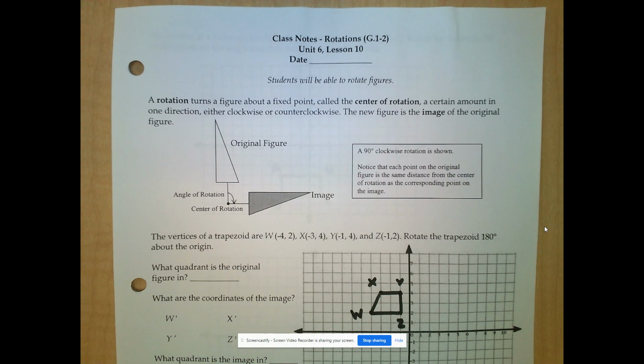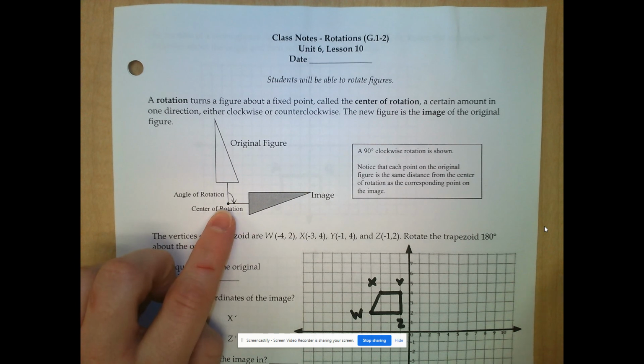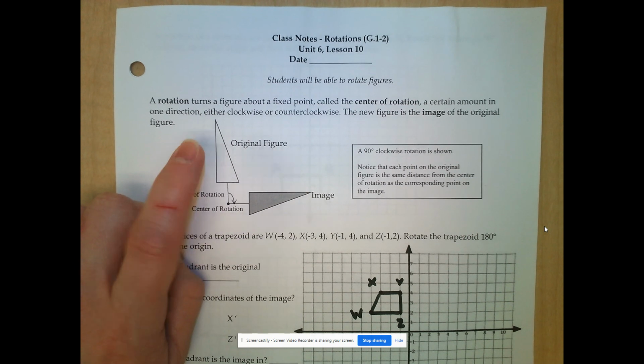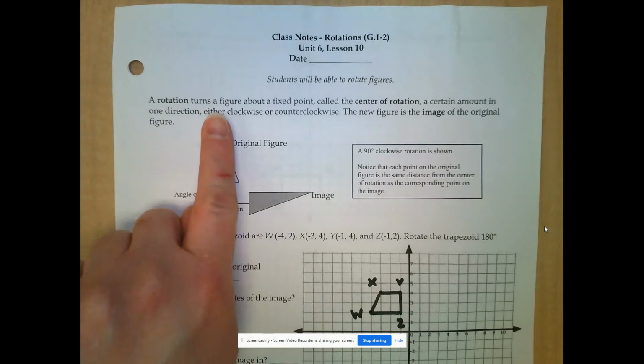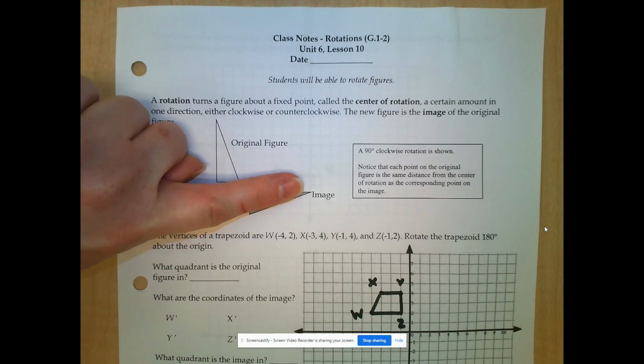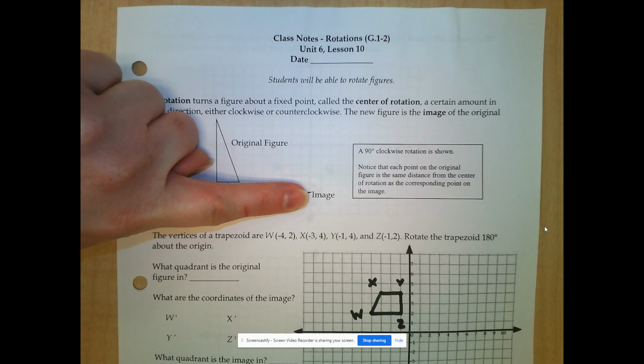A rotation turns a figure about a fixed point, called the center of rotation, a certain amount in one direction, either clockwise or counterclockwise. The new figure is still called the image, and the original, the one that you started with. So picture this. Picture that this is the center of a clock, and that you have stuck this white original triangle onto the minute hand, and that as time goes by, the minute hand is rotating over here to the 3, to about 15 minutes past the hour.